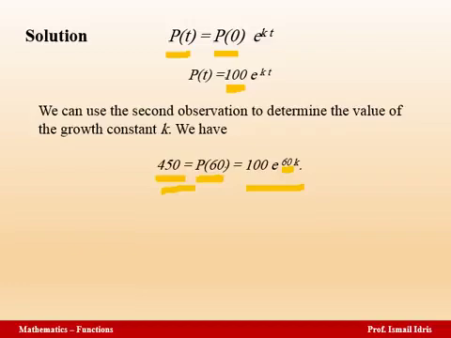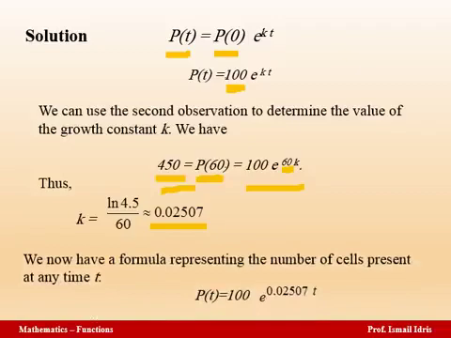Again, how can we find k? You take ln of each side. Take ln of each side to find k, as we did in the previous example. Thus, you will find an approximate value of k. You have now B of 0 and k, so you can write down the formula for the number of cells at any time t. This is the formula that represents the number of cells present at any time t. That is the first requirement for this problem.